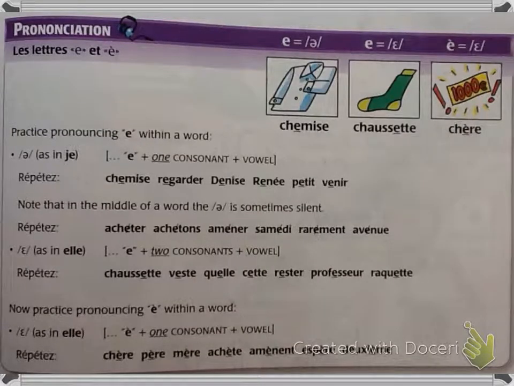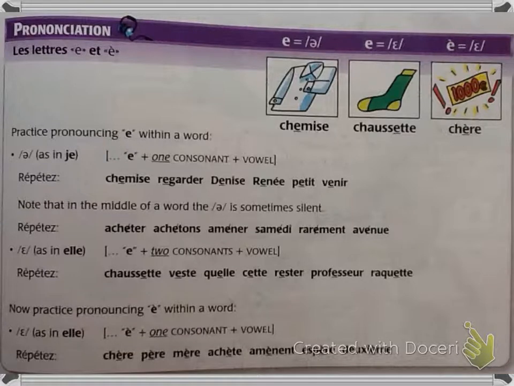The pronunciation, les lettres E et E. Practice pronouncing E within a word. S'il vous plaît, répétez: chemise, regardez, Denise, René, petit, venir. Note that the E in the middle of the word is sometimes silent. S'il vous plaît, répétez: acheter, achetons, amener, samedi, rarement, avenue.